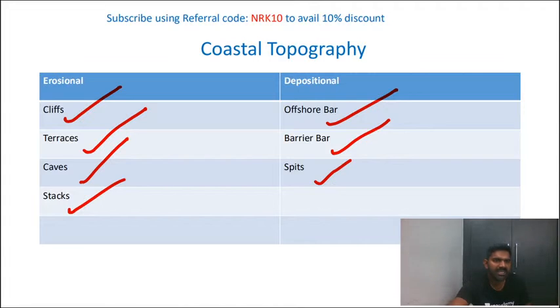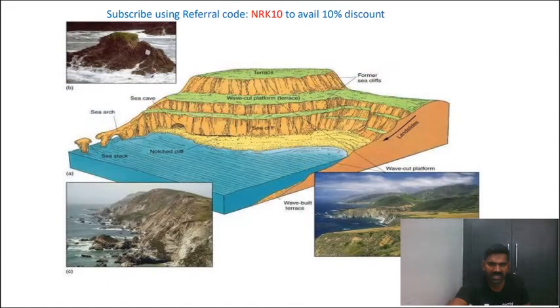Then the final one is coastal topographies. Because of the sea water also, topographies are created. See here. When the sea water comes here, it keeps on hitting and it creates first a cave. After the cave, it will become an arch. After the arch, it will become a stack. After the stack, it will become a stump. It will convert into something small, that's called a stump.